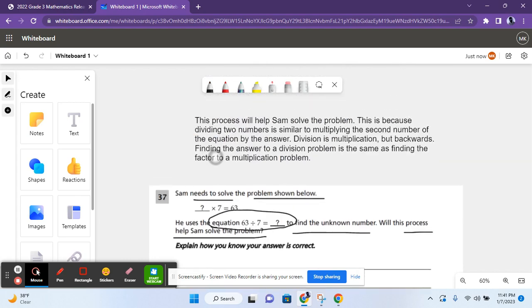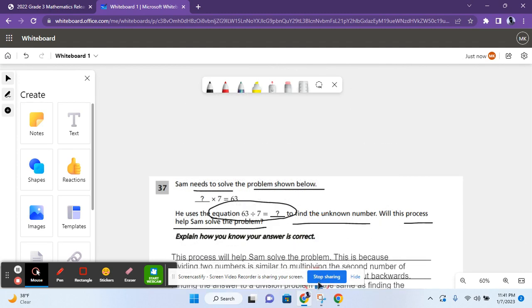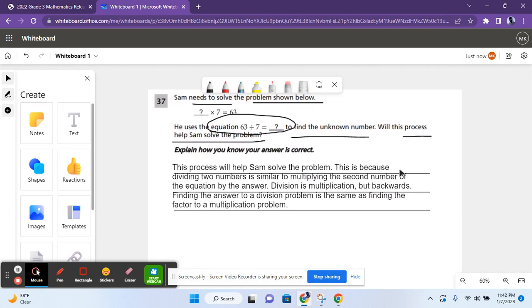So this is basically what I wrote. I wrote that this process will help Sam solve the problem. This is because dividing two numbers is similar to multiplying the second number of the equation by the answer. Division is multiplication, but backwards. Finding the answer to a division problem is the same as finding the factor to a multiplication problem.